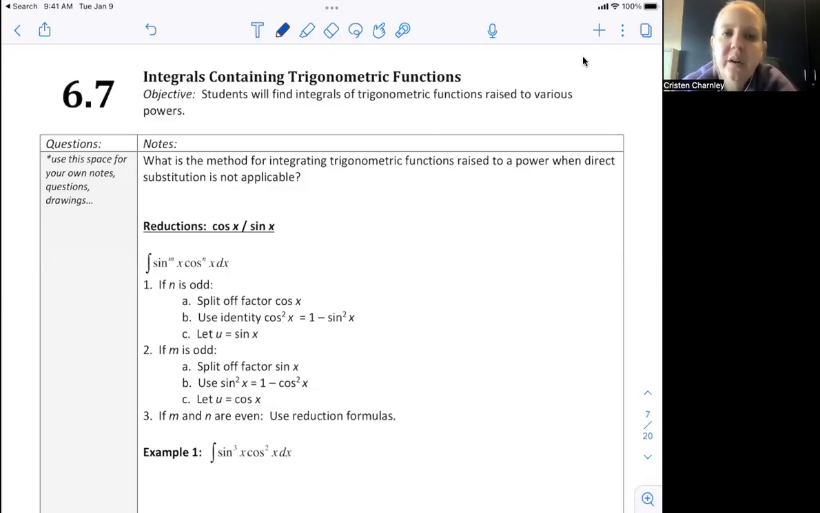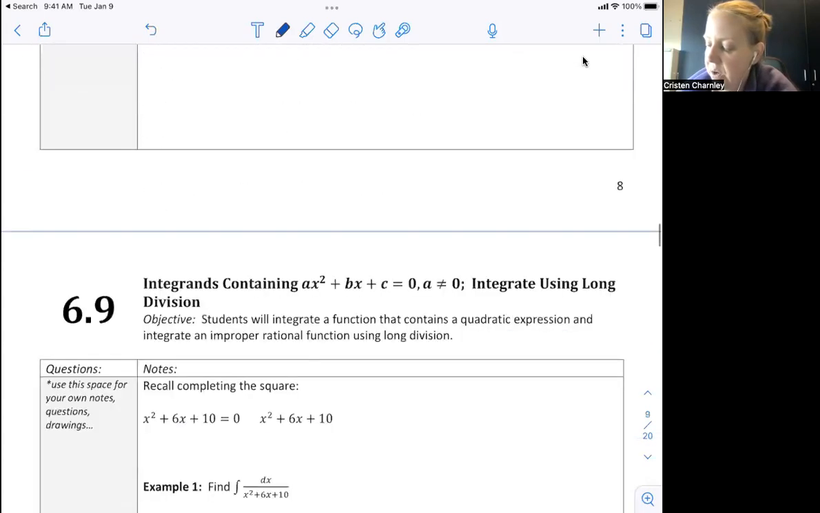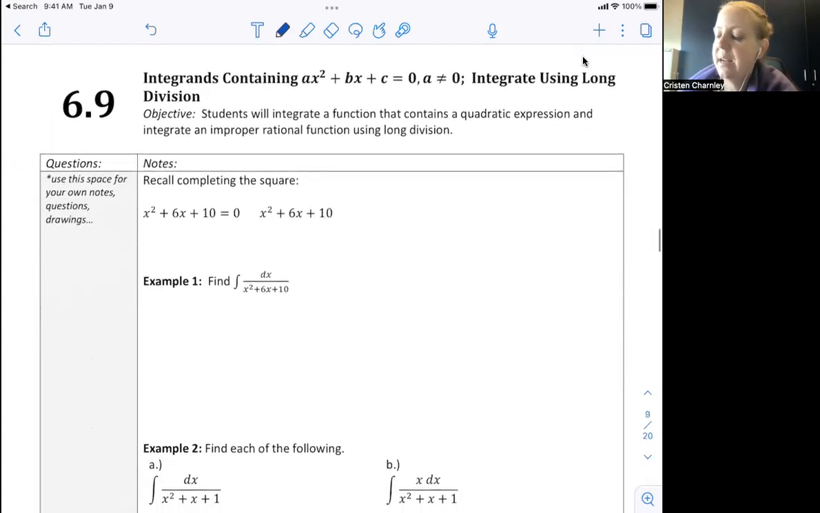Hey guys, so we are going to skip over section 6.7, integrals containing trig functions. These are some kind of crazy u-substitution and trig identity problems. They're not tested on the AP exam, and I want to get everything done before winter break, so we're just going to skip over that lesson. So instead, you can head to 6.9.